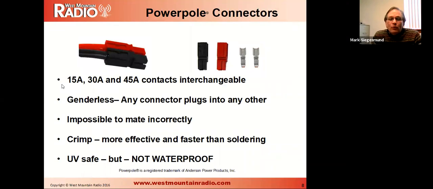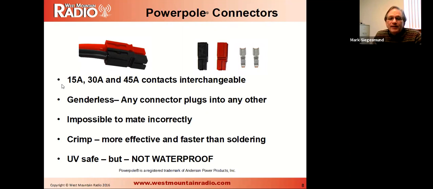And a few words about the Anderson Powerpoles. The 15, 30, 45 amp connectors are completely interchangeable. It's the same housing, it's just how much metal and what the size is for the wire contacts. They're genderless, no male and female. Any Powerpole plugs into any Powerpole. It's impossible to put them in incorrectly, so you're not going to have a reverse polarity issue.